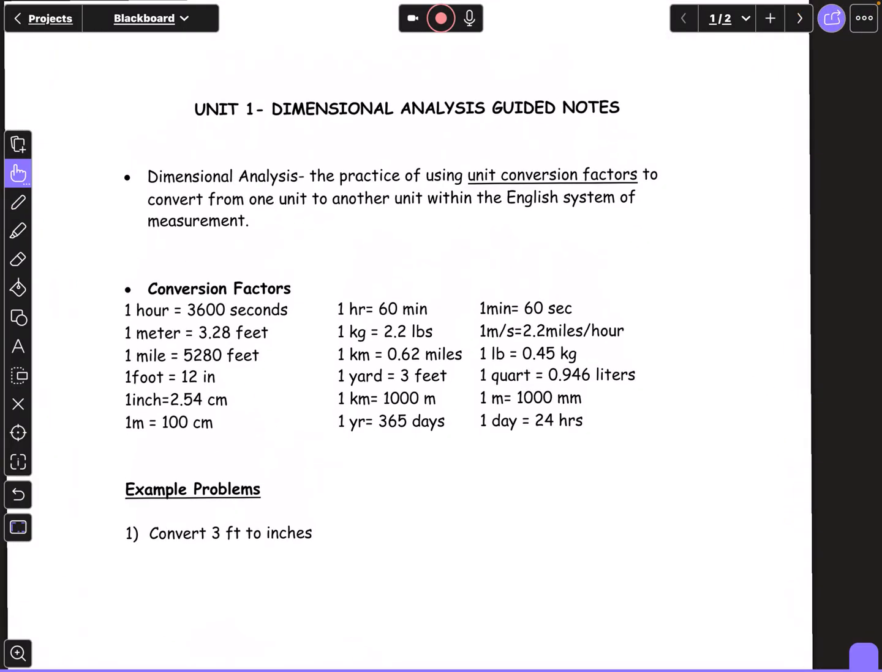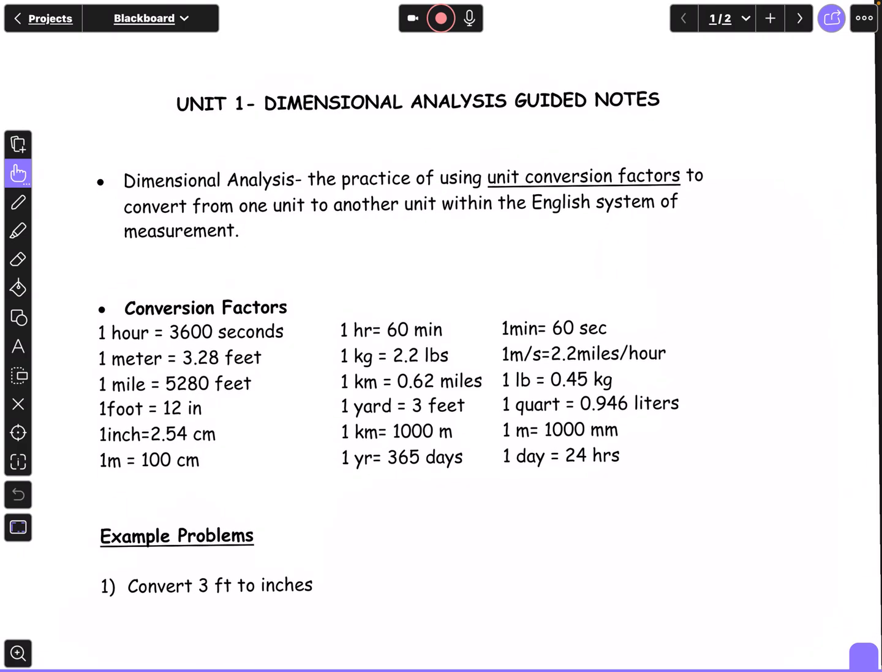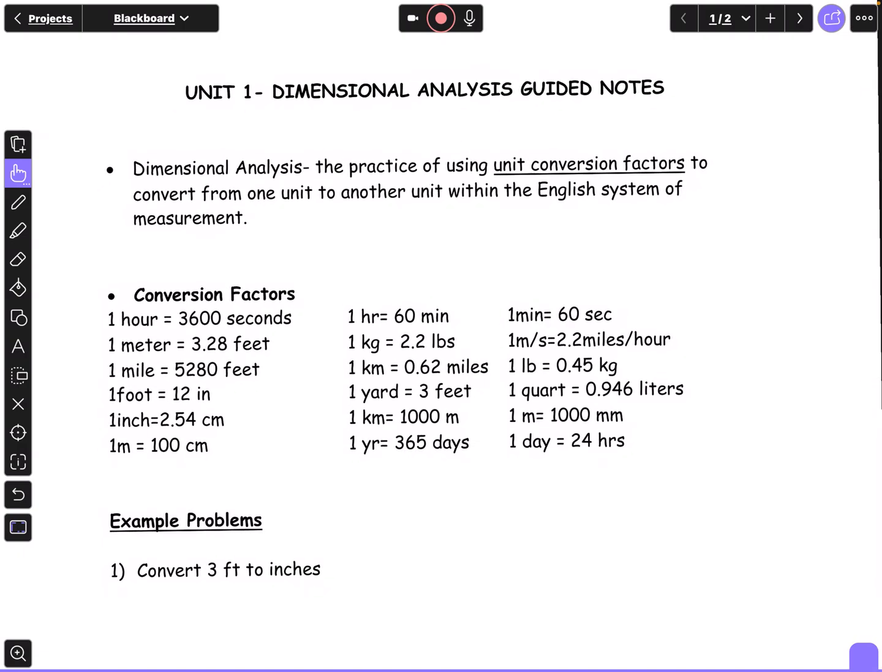Okay, so this video is going to be on dimensional analysis. This is still part of Unit 1. Now we have just now covered the metric system and how to convert within a metric system. And since it's based on powers of 10, it's real easy to convert because all we have to do is move our decimal to the left or to the right to go to a different unit.